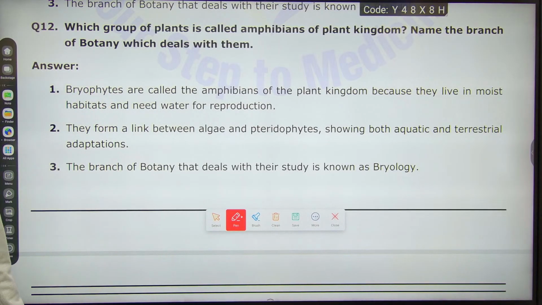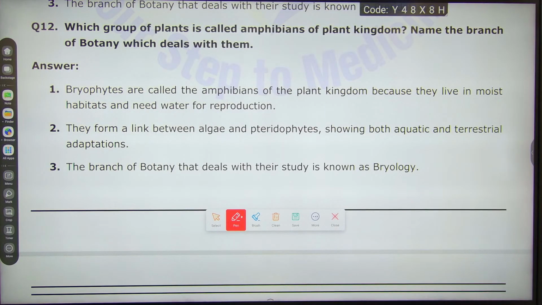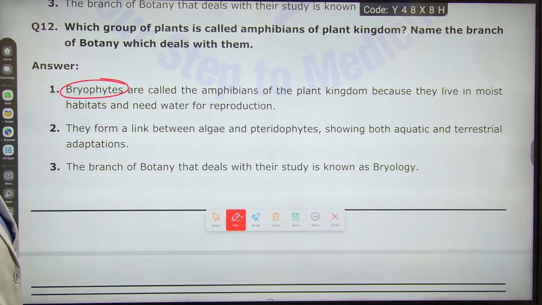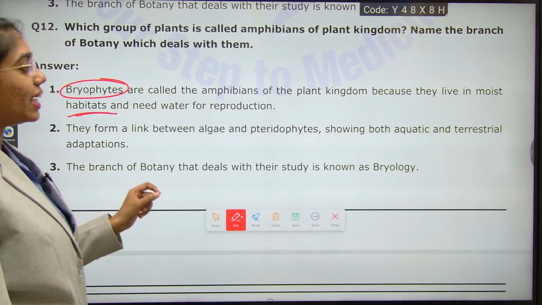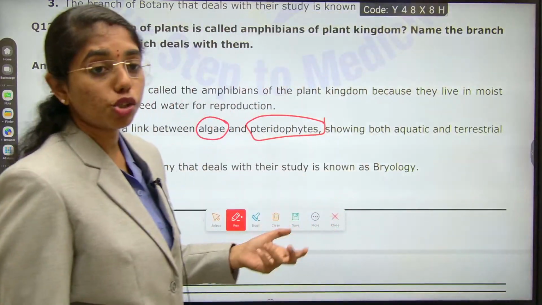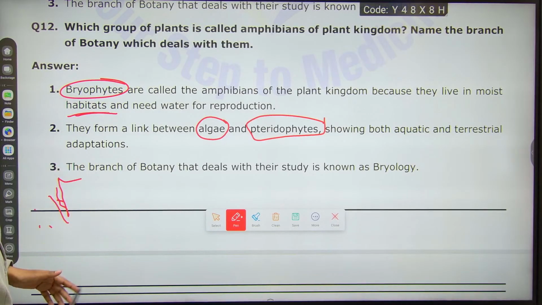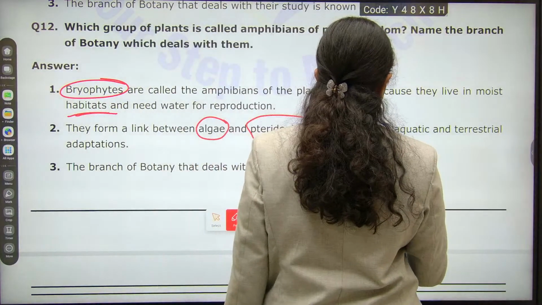So here, what are addressed as amphibians of plant kingdom? Bryophytes. Bryophytes are addressed as amphibians of plant kingdom because they live in moist habitats and they need water for reproduction. They form a link between algae and pteridophytes. They show both aquatic and terrestrial adaptations. The branch of botany that deals with their study is known as bryology.